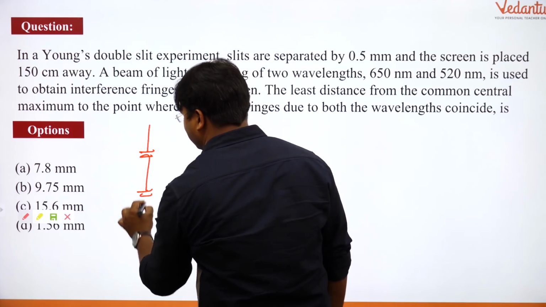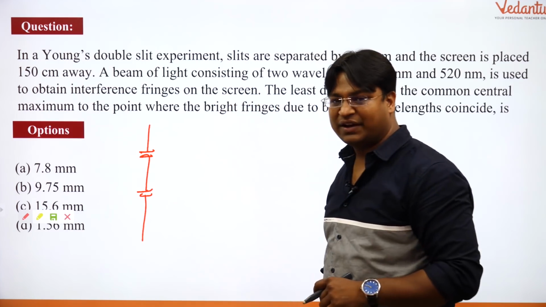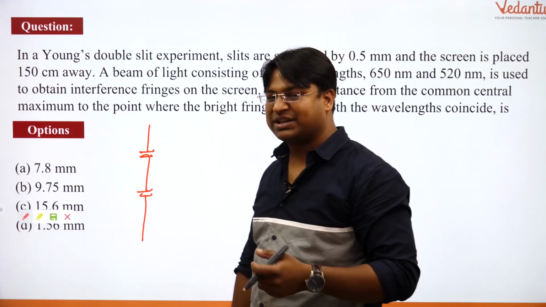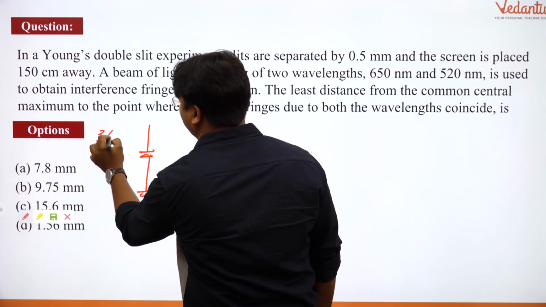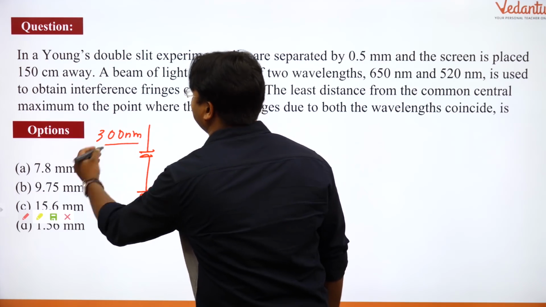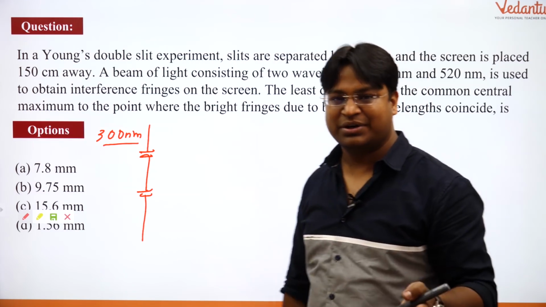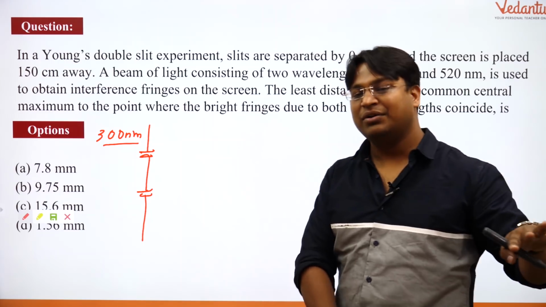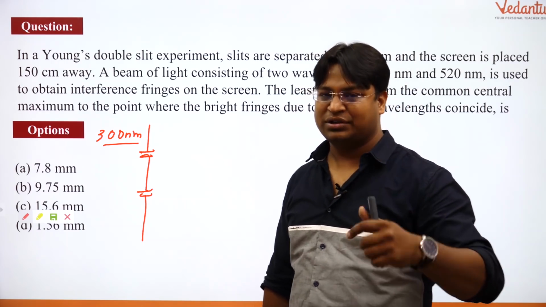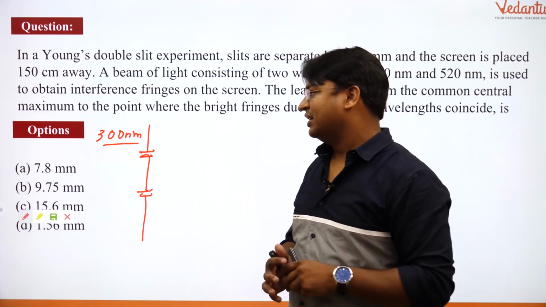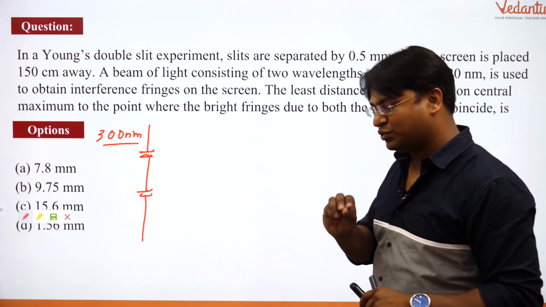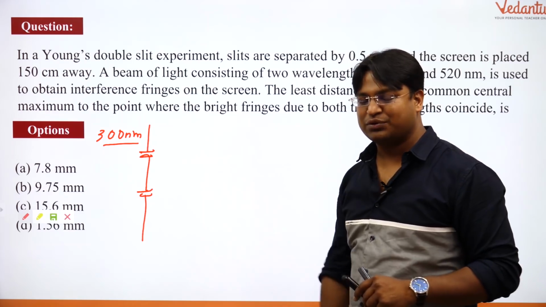We are in a YDSE setup and we are using a wavelength. Okay, let me just take an example. Let's say we are using a wavelength of 300 nanometer. Now, 300 nanometer is outside the visible range, but let's just forget that right now. I'm trying to explain a point to those who have not seen such a case. Just ignore the fact that this is outside the visible range.